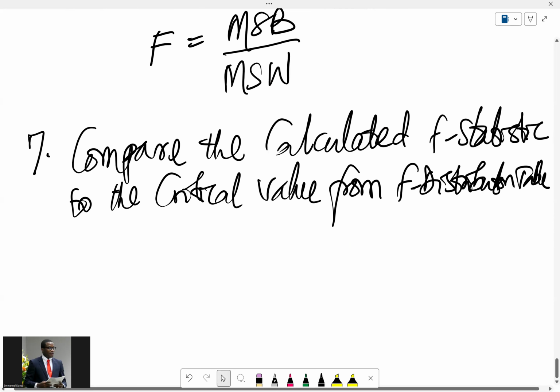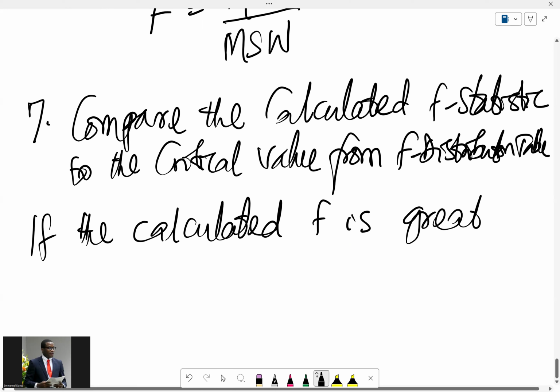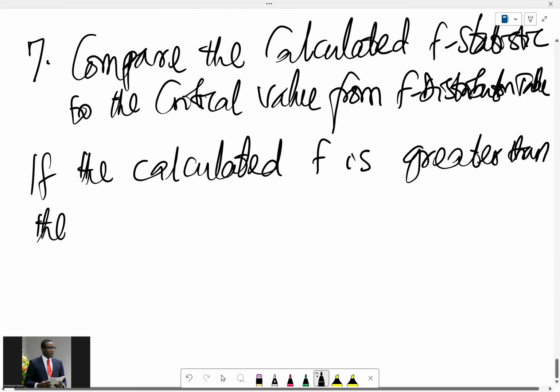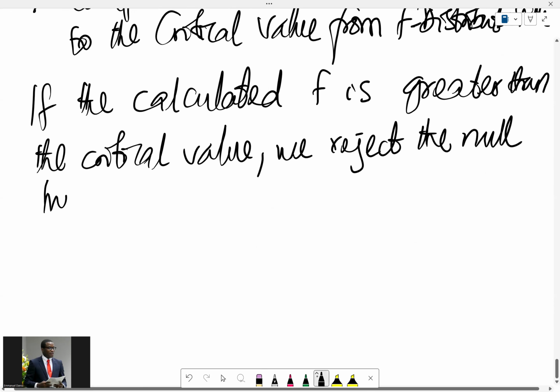That's the usual thing. If the calculated F is greater than the critical value, as usual, we reject the null hypothesis. For the null hypothesis to be accepted, the calculated value should be less than the critical value.